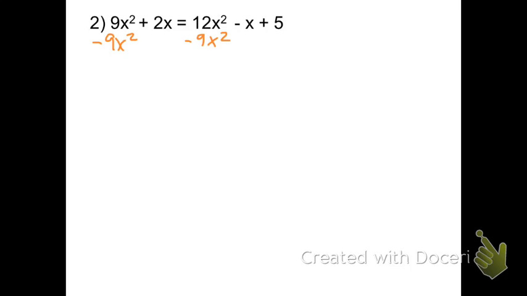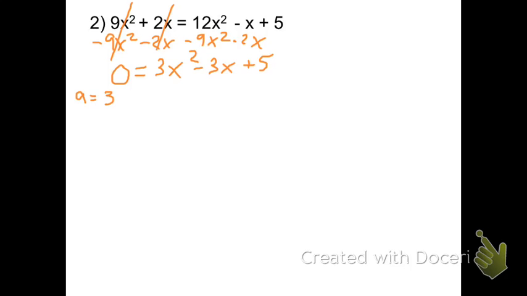And while I'm at it, I'll also subtract 2x from both sides. So when we simplify, we see 9x squared minus 9x squared gets canceled. 2x minus 2x gets canceled. So we've got a big fat 0 on the left. And on the right, we have 12x squared minus 9x squared. So that's 3x squared. And then x minus 2x is minus x... rather minus 3x? And then plus 5 is just plus 5. So now we need to identify a, b, and c.